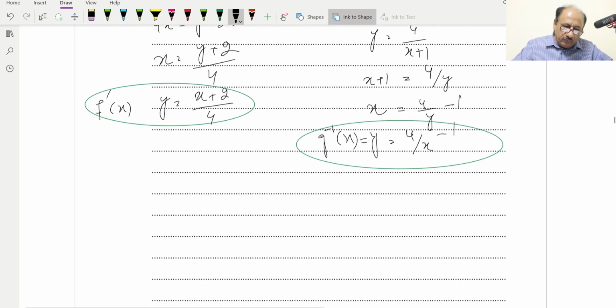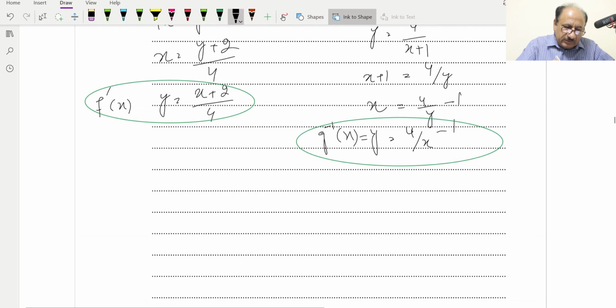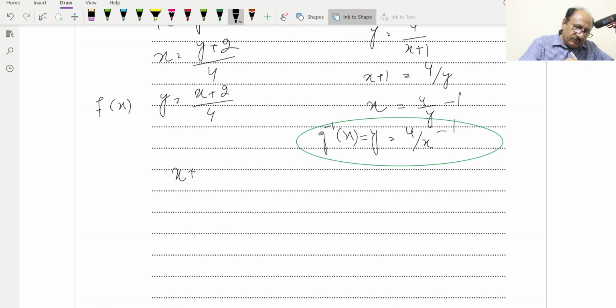So we will write x plus 2, which is f inverse of x, right? Not f dash of x. I have written f dash of x. This should be f inverse of x basically. So this will be our value.